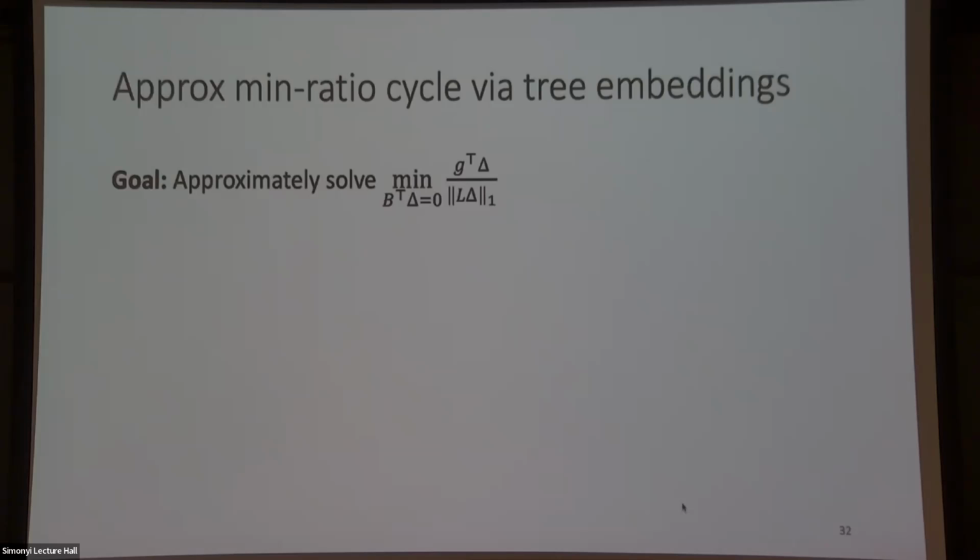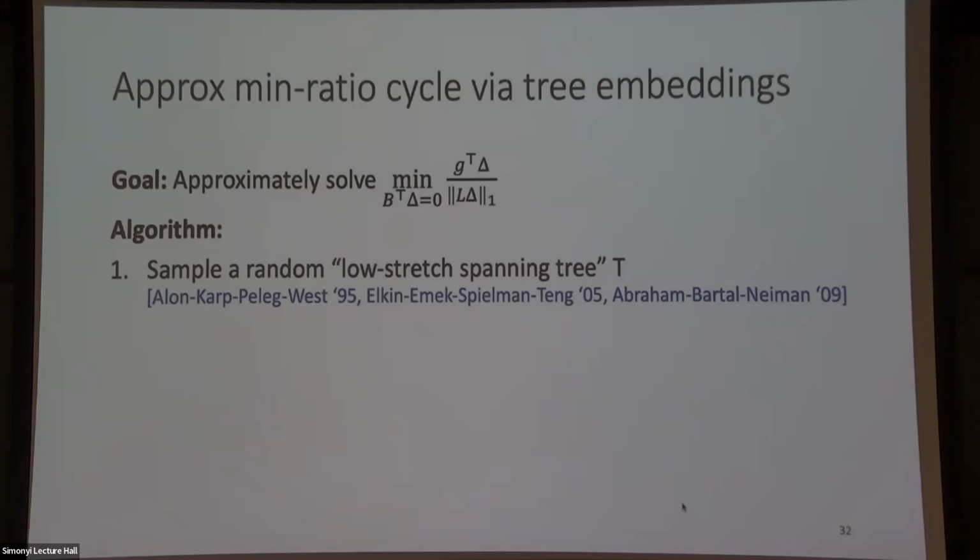Let me show you something much simpler. I am giving you one subproblem. I want to just solve this subproblem approximately and in linear time. It's a much weaker goal, but let me show you how we can do this. Here's what we're going to do. The algorithm is simple. We'll sample a random low stretch spanning tree. If you don't know what a low stretch spanning tree is, don't worry. It's some distribution on trees. Sample a tree from that.